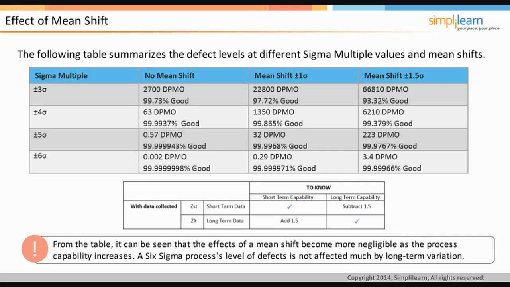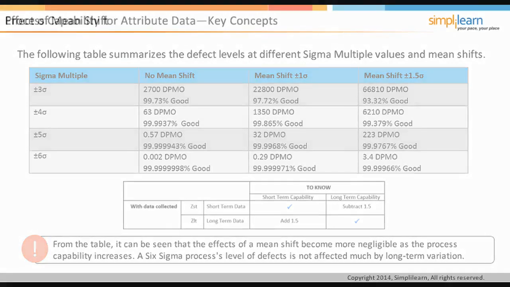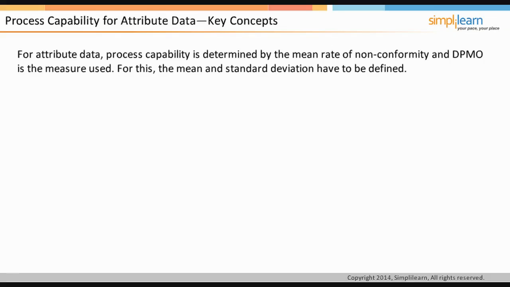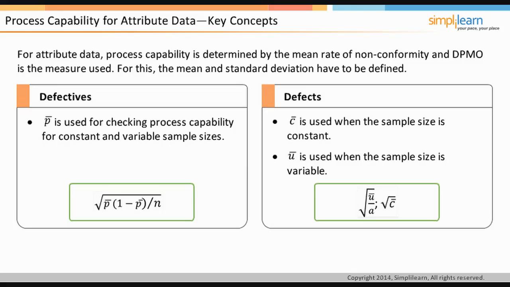In the next screen, we will look at key concepts in process capability for attribute data. The customary procedure for defining process capability for attribute data is to define the mean rate of nonconformity. Defects and defectives are examples of nonconformity. Defects per million opportunities, or DPMO, is the measure of process capability for attribute data. For this, the mean and the standard deviation for attribute data have to be defined.